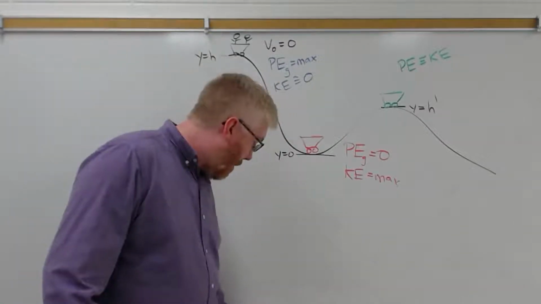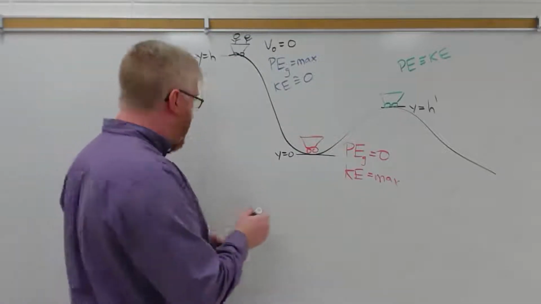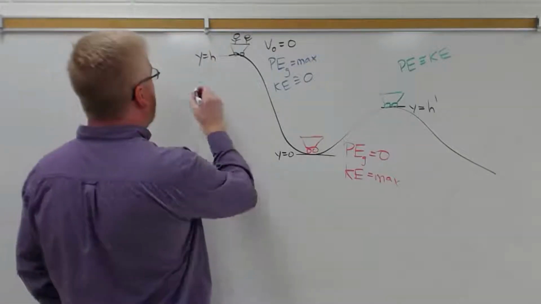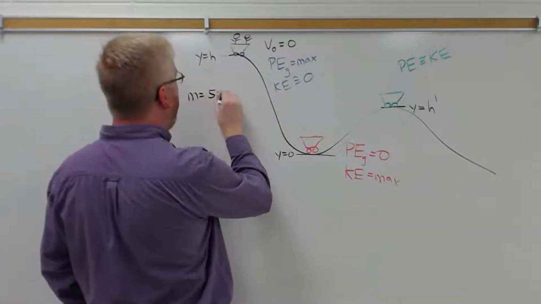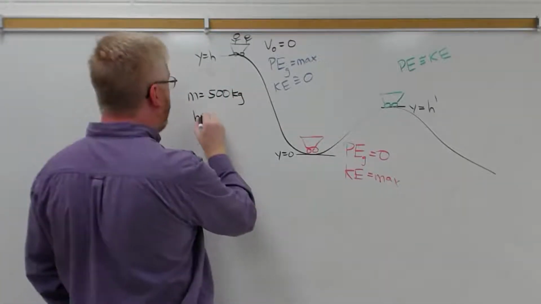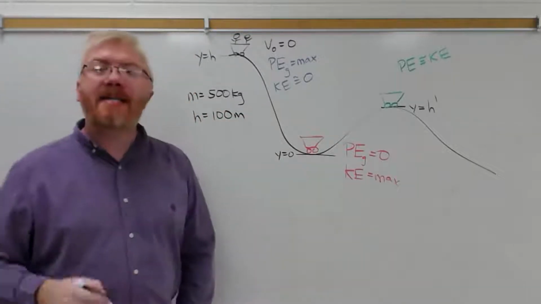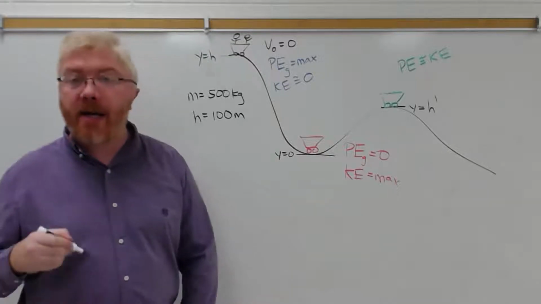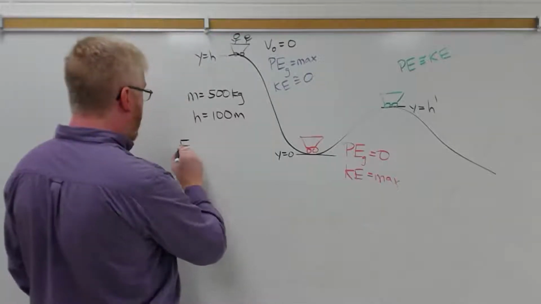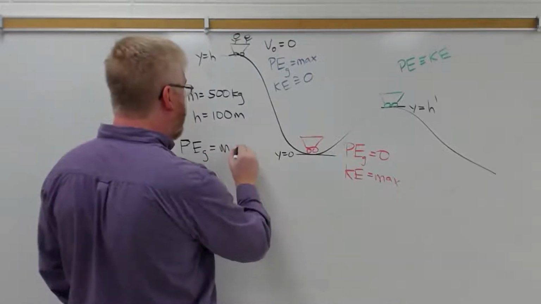So we can actually put some numbers to this, right? Let's say the mass of the car, with everyone on it, is 500 kilograms, and the height is 100 meters. What is the initial gravitational potential energy of the cart? Well, we can calculate that, right? Gravitational potential energy is m times g times h.